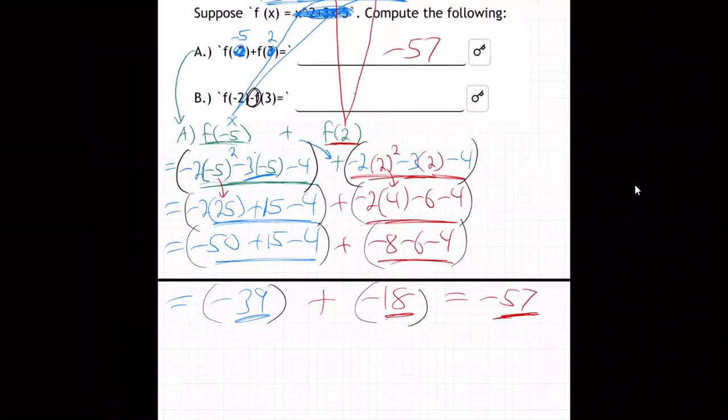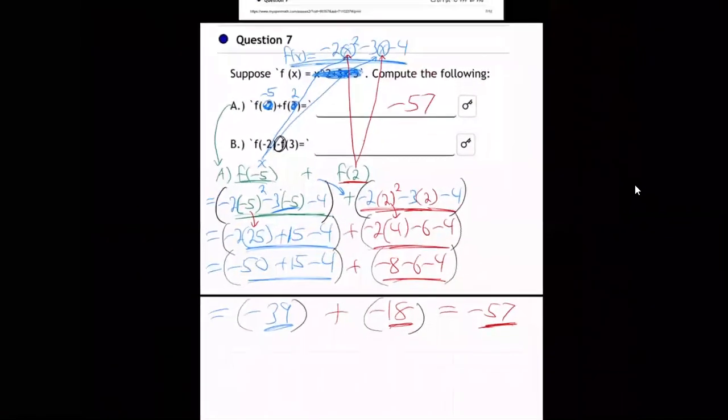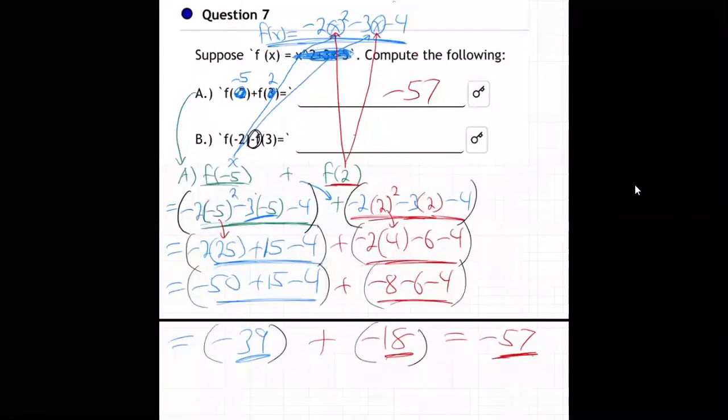Does everybody see what I did there? I just literally took the function they gave me and I plugged in -5 and then 2. So here's -5 plugged in everywhere for x. And here's 2 plugged in everywhere for x. And then add those together, which I finally did at the end. And got -57. Okay, let's do part B.